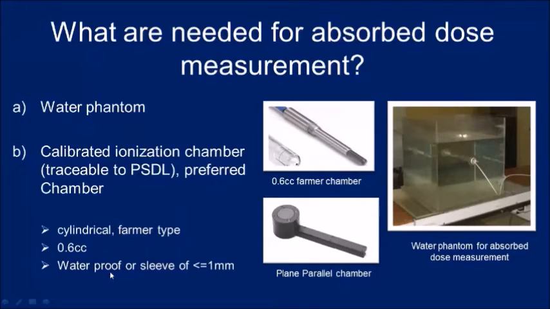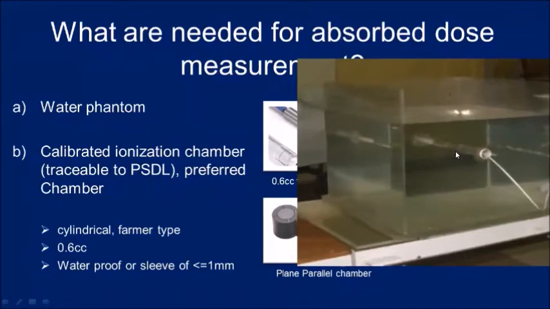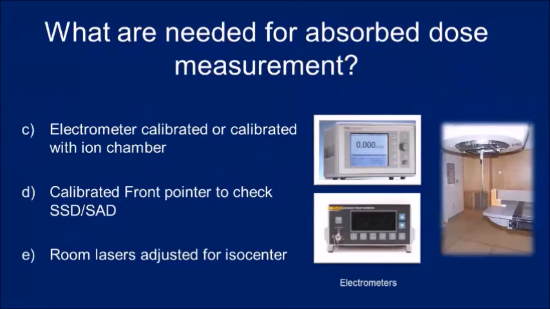If it is not waterproof, you should have a waterproofing sleeve of PMMA or equivalent material with thickness less than or equal to 1 mm. You can see here, this is the waterproofing sleeve which is made smaller at this point and the thickness is less than or equal to 1 mm of PMMA.